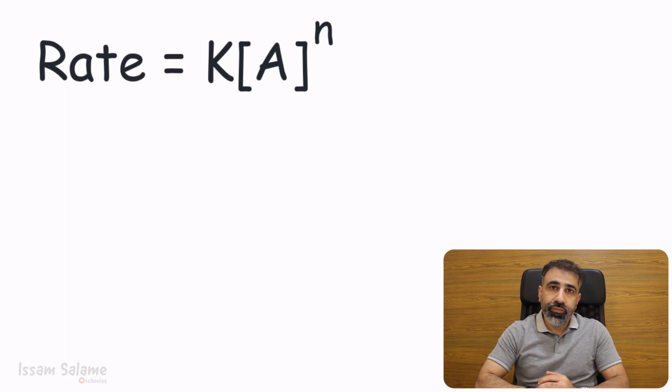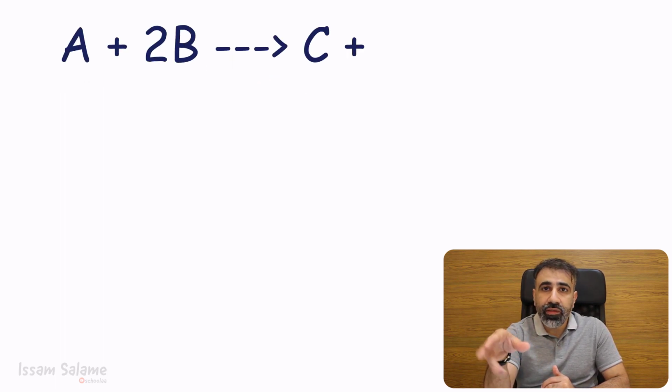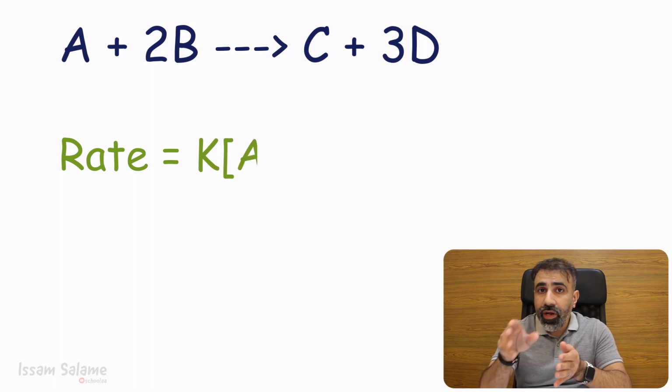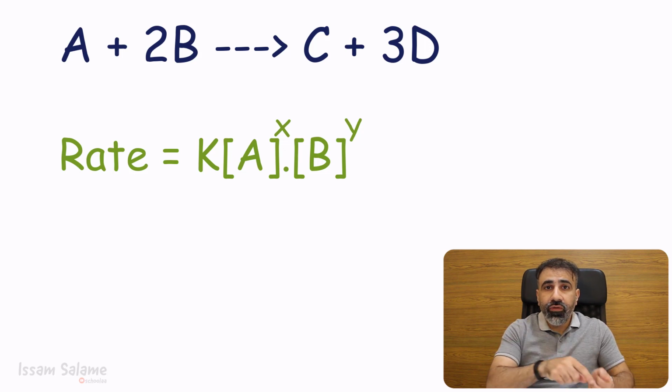of the reactants. If I want to write the rate law for the reaction A plus 2B gives C plus 3D, the rate law is going to be as follows. Rate is equal to K times concentration of A to the power X times concentration of B to the power Y. K is called the rate constant and it depends on temperature. X is called the order of the reaction with respect to A, and Y is called the order of the reaction with respect to B.